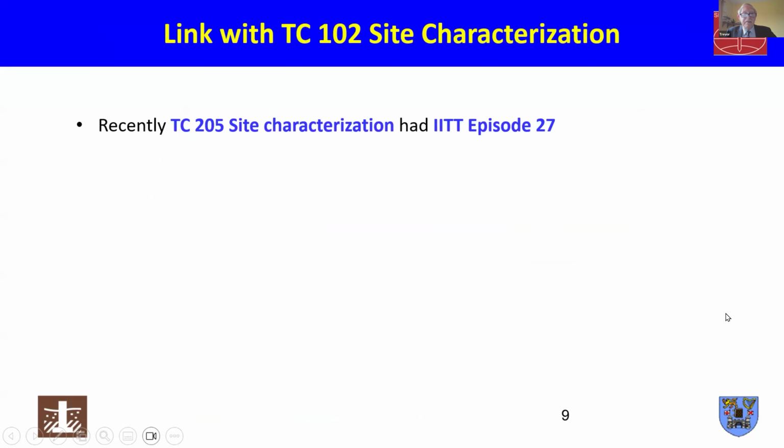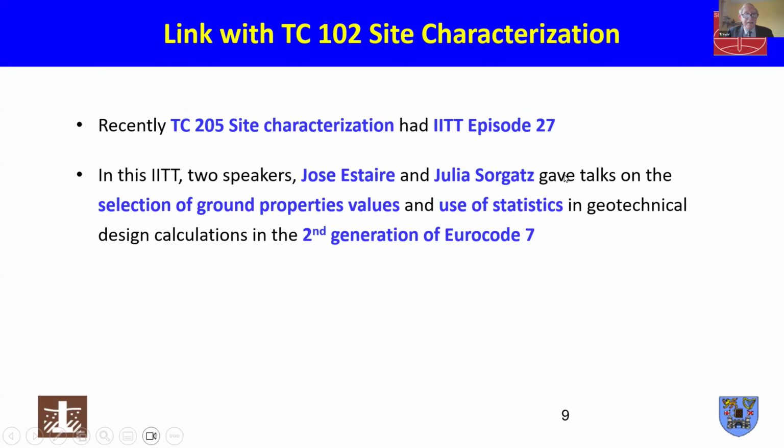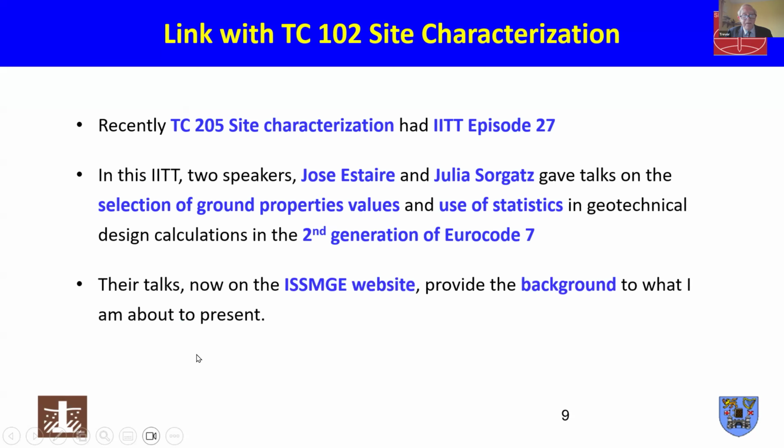Now, there's a link here with TC102, site characterization, and they had an ITT, which is published as episode 27. And in this, there were two speakers, Jose Aster and Julia Sorgatz, who gave talks on the selection of ground property values and on the use of statistics in geotechnical design calculations in the second generation of Eurocode 7. And their talks are now on the ISSMGE website, and they provide the background to what I'm about to present.